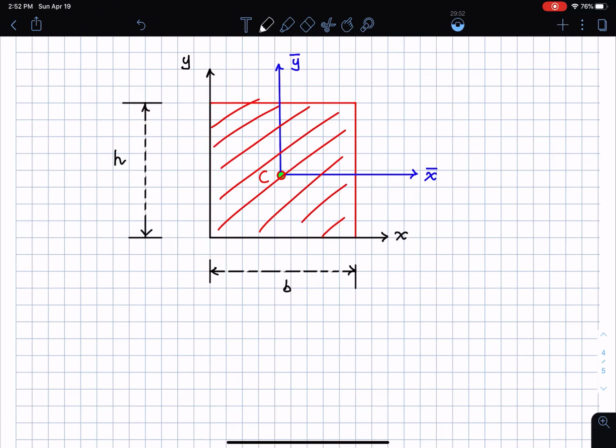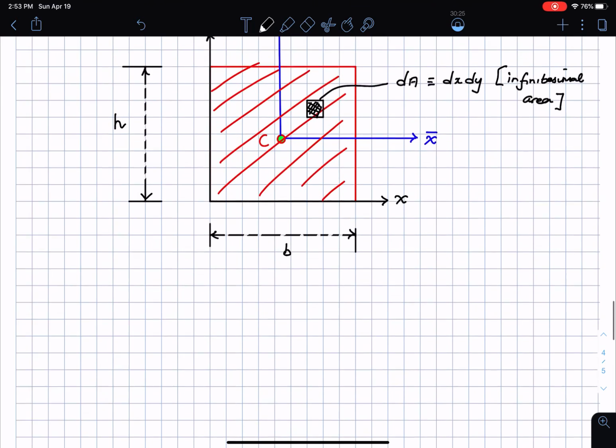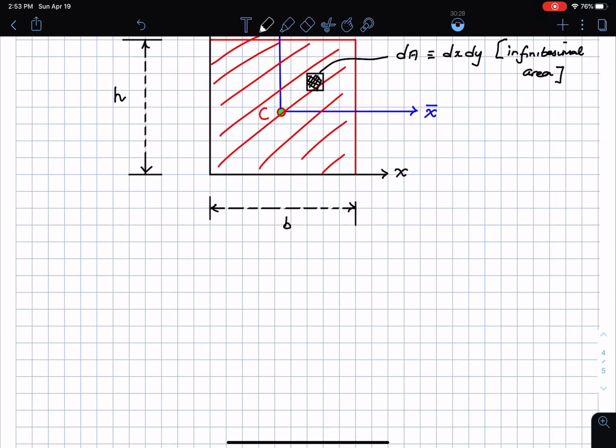My first step is this. I'm going to consider a very small area here, which I'm going to call dA, and then I'm going to shade that area. That area is going to be dA, which can be given as dx times dy. This is some kind of an elemental area or an infinitesimal area. So in our problem, the infinitesimal area dA is dx times dy.